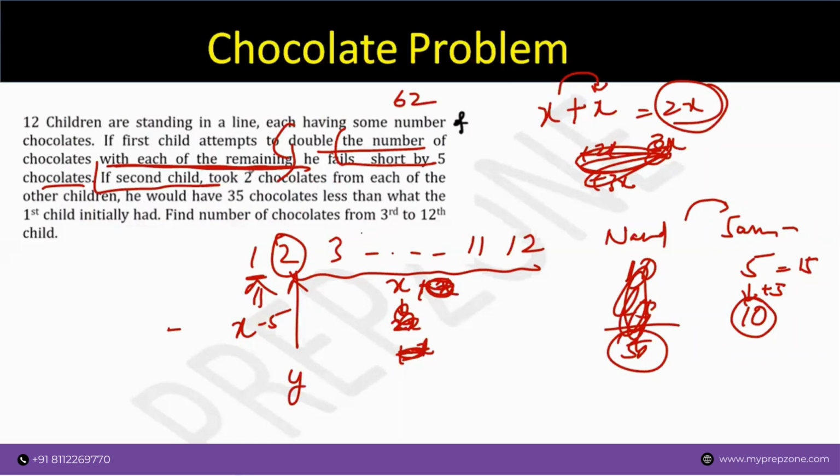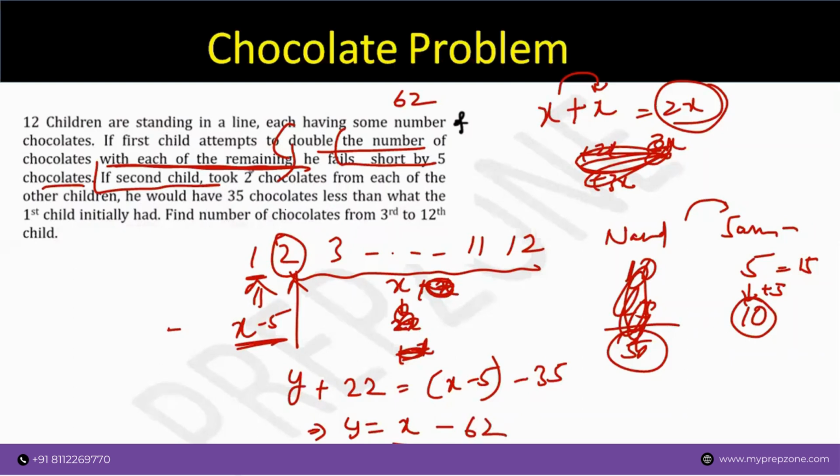If he's taking 2 chocolates from each of the 11 children, which means in total he's taking 22 chocolates, which means he will have, initially he had y. If he takes 22 more chocolates, he will have y plus 22. Then this should be equal to 35 chocolates less than what the first child initially had. Now the first child initially had x minus 5. So the question says that now it has to be first child के पास जितना था minus 35. This is the second equation, which is basically y is equal to x minus 40 and this is 62. This is the second equation.